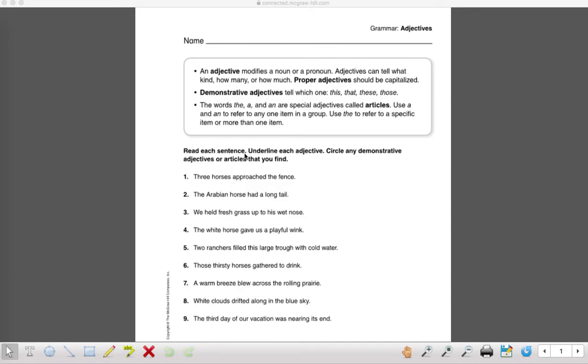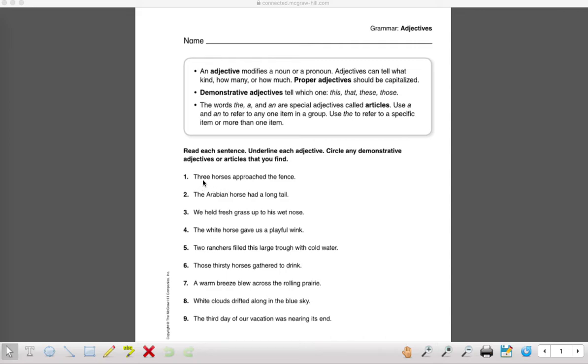So the directions say, read each sentence. Now yours is on a Google form, so it's going to look a little bit different, and the directions will be a little bit different. Here it says, read each sentence, underline each adjective, circle any demonstrative adjectives or articles that you find. So what I'll ask you to do is just type what the adjective is and then what the demonstrative adjectives or articles are. You'll just type those into the form instead of underlining and circling. Okay. So the first one, we'll do a couple of examples, and then that'll be the end of the video because I'll want you to try the rest on your own.